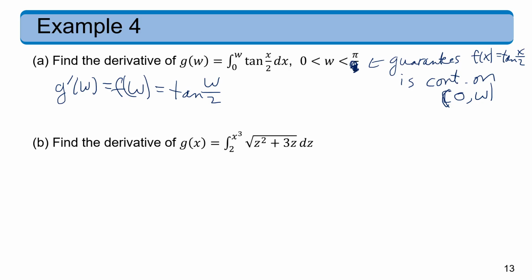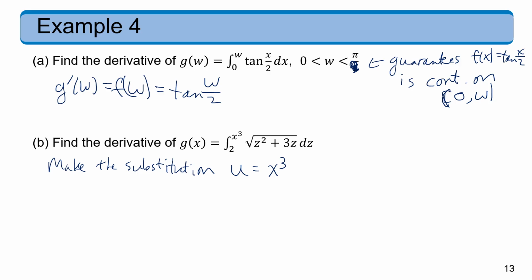Okay, let's go to part B. Similar integral definition for g of x, but notice the right endpoint is x cubed, which is different from the x. So the fundamental theorem won't apply in this form. The variable here has to match exactly what the right endpoint is. So what we're going to have to do with this one is make a substitution. So we're going to just define the variable u to equal x cubed, because we'd like to replace x cubed with just a single letter.